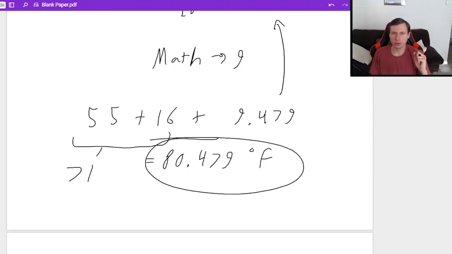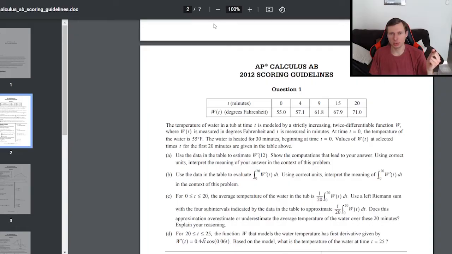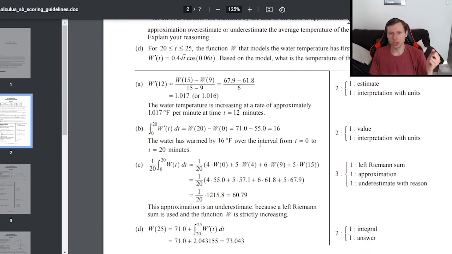And then the last thing I want to do is, of course, grade this problem to make sure we were doing it right. So here's the scoring guidelines for the 2012 exam. For question 1, we got 1.017. You get 1 point for the estimate and 1 point for the interpretation with units. The water temperature is increasing at a rate of approximately 1.017 degrees Fahrenheit per minute at time t equals 12 minutes. That's exactly what we said. So 2 points for us right there. Since they say estimate, by the way, it means that you do need this little approximation symbol. You are going to need that, or else you're not guaranteed the points.